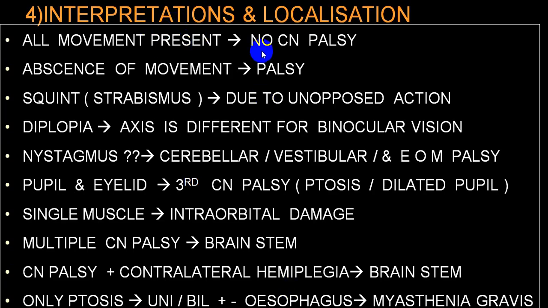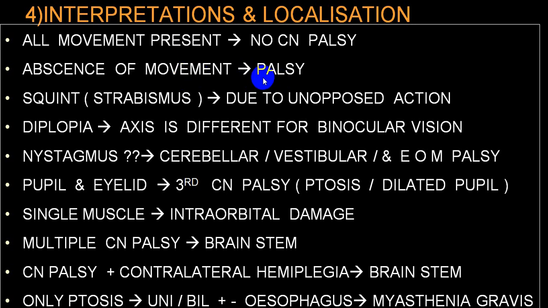If all movements are present, there is no cranial nerve palsy. Absence of movement, we will call that muscle involved. You can have all muscles together involved. Say the superior oblique: if that is involved, it is supplied by the trochlear, that is the fourth cranial nerve. So the fourth cranial nerve is supplying only one muscle. So we'll say fourth cranial nerve palsy if the superior oblique is affected. Superior oblique will move the eye downwards, inwards and in torsion. So if that movement is affected, we'll say fourth cranial nerve palsy.